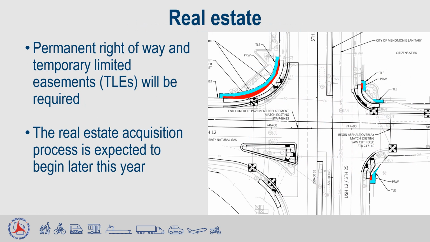As stated previously, minor real estate acquisition will be required to facilitate the prescribed intersection improvements. These will include a limited amount of permanent right-of-way as well as temporary limited easements. Permanent right-of-way is the permanent acquisition of land from a property owner and is shown in red on the screen. Shown in light blue on the screen, temporary limited easements involve land that is temporarily leased to the project for the duration of construction as it is necessary for construction operations. The land will remain the property of the original owner.